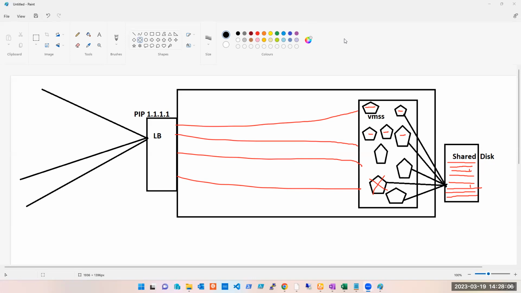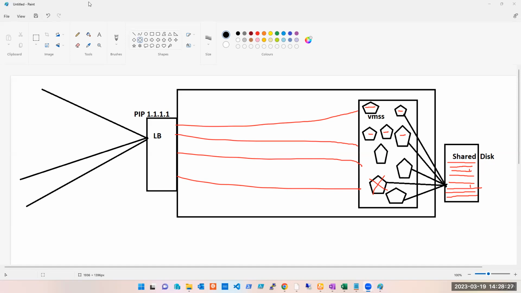Sohail, I do have a question. Unrelated, Suraj: is there a limit on how many machines can share a particular disk? Yes, there is. That we'll do when we talk about the shared disk topic. Obviously, there is a limit. Okay, guys, next.